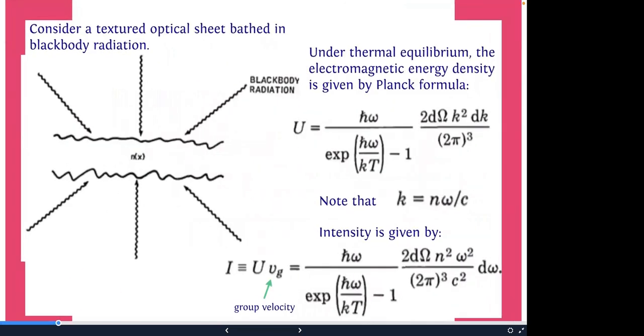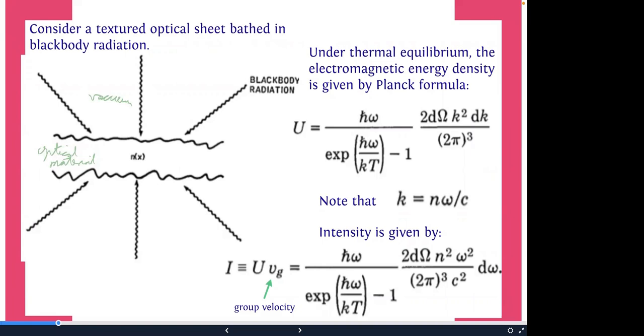So we're going to look at an example of a textured optical sheet. So this is some optical material, okay, with some refractive index n, and that can change with position, n of x. And it's textured, as you can see, the surfaces are textured. And it is sitting in vacuum. And it is bathed by electromagnetic radiation, okay? We're thinking about this as black body radiation, but later on we'll remove that assumption.